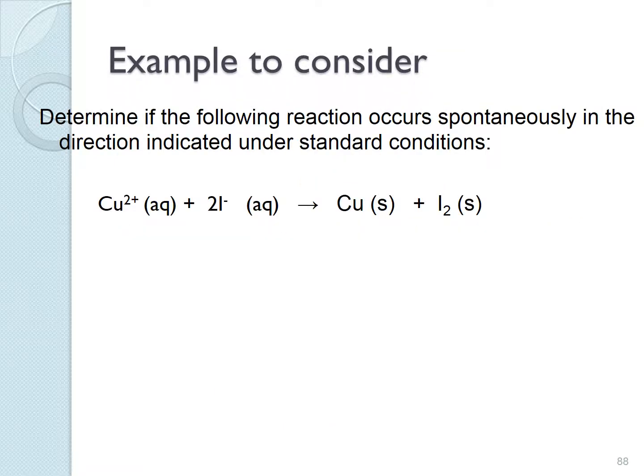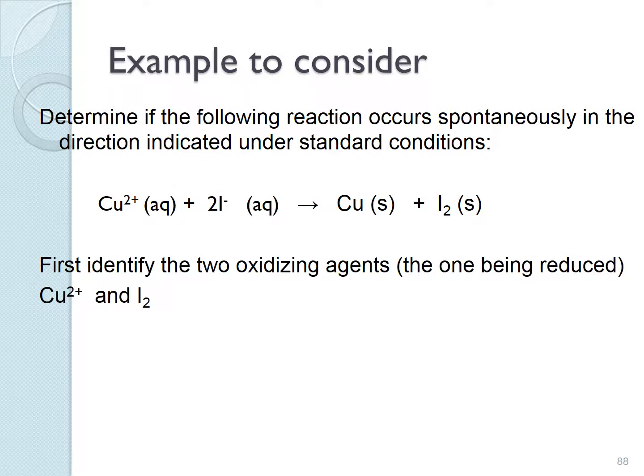All right, so let's determine if the following reaction occurs spontaneously in the direction indicated under standard conditions. So we have copper ion being reduced to copper metal, and iodide ion being oxidized to iodine solid. First, you have to identify which two species are the ones that are being reduced. And it turns out that copper ion, Cu2+, is being reduced to copper. And in the reverse reaction, the I2 would be being reduced to I negative.